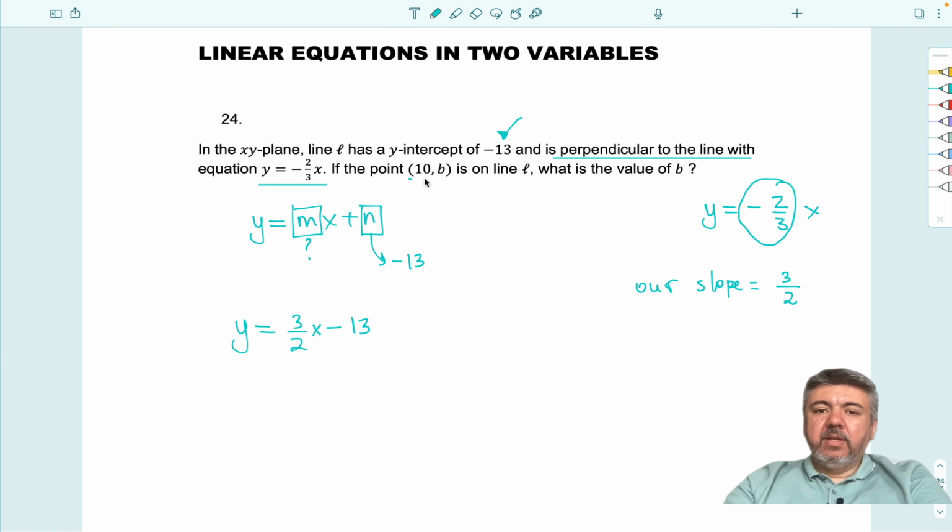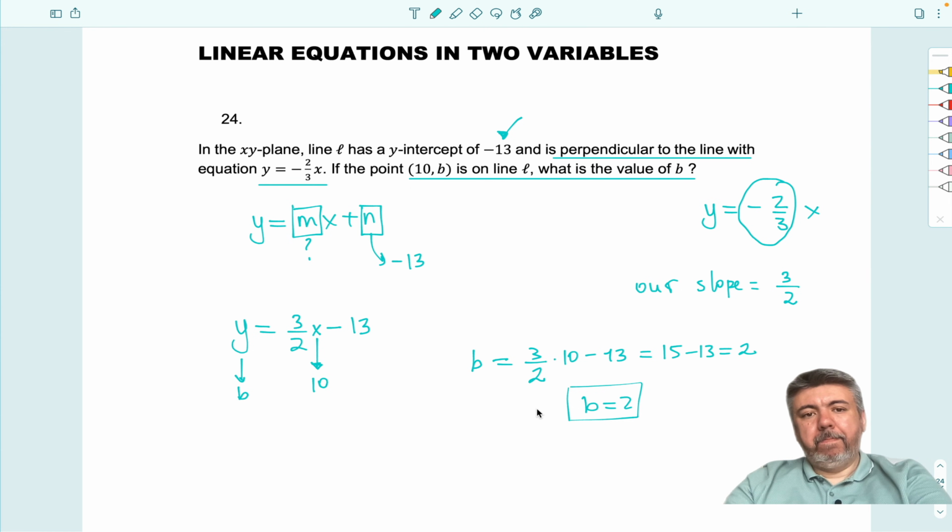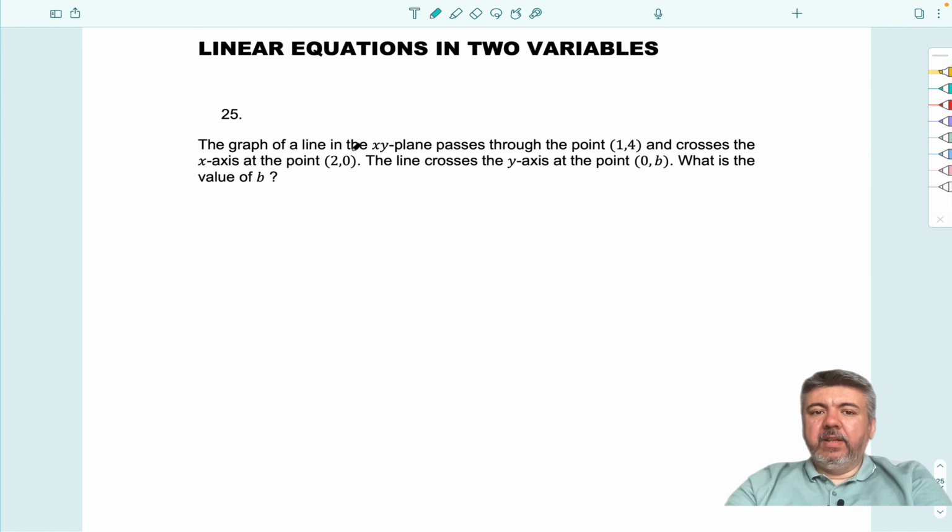It says 10, b is on the line L. What is b? So I will substitute 10 for x and b for y. b equals 3 halves times 10 minus 13, which is 15 minus 13, which is 2. So b is going to be 2.